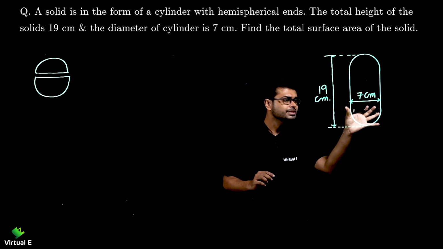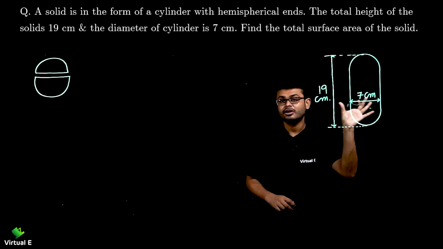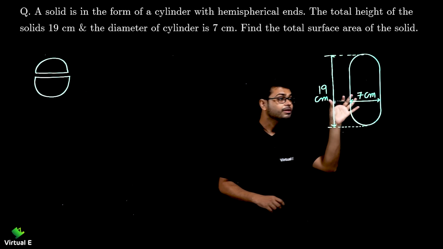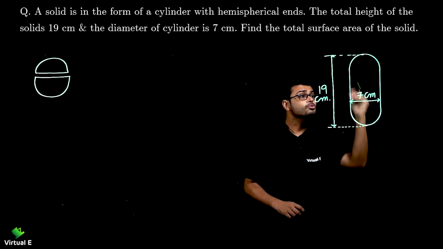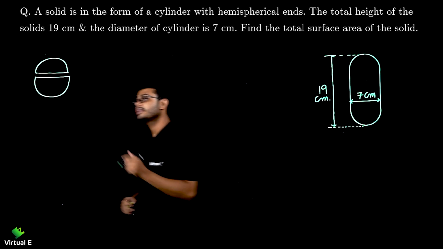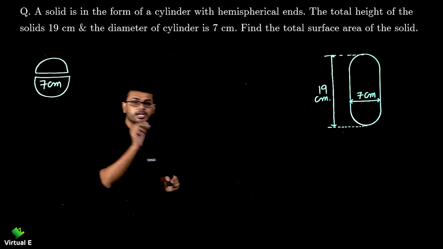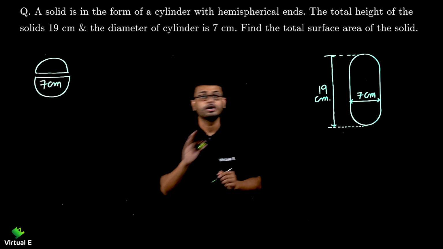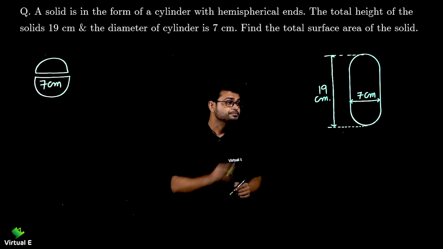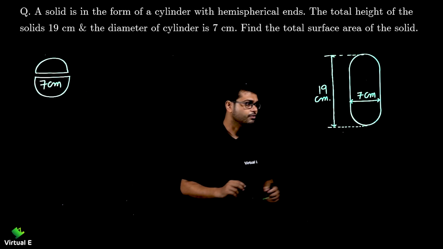See, these ends are connected. So whatever is the diameter of the cylinder, the same will be the diameter of these two hemispheres, upper one and lower one. So can I write here the diameter of this sphere will be 7 centimeter. Remember, we are talking about diameter, not about the radius. So be careful there. Done. So that is about the sphere. Let's start with the sphere only.